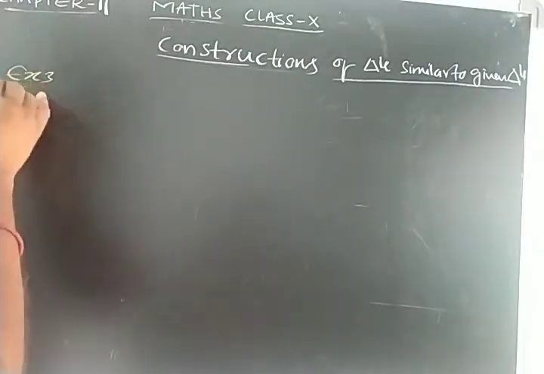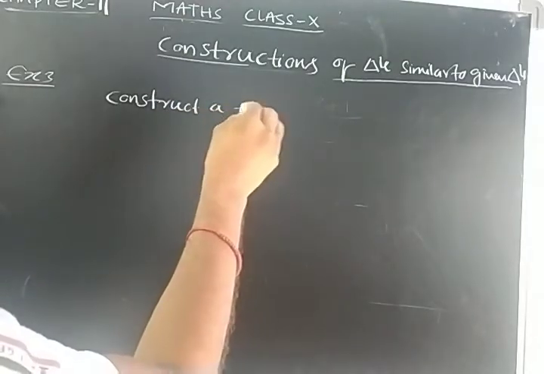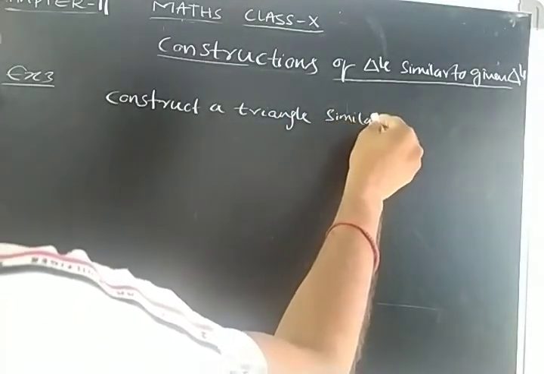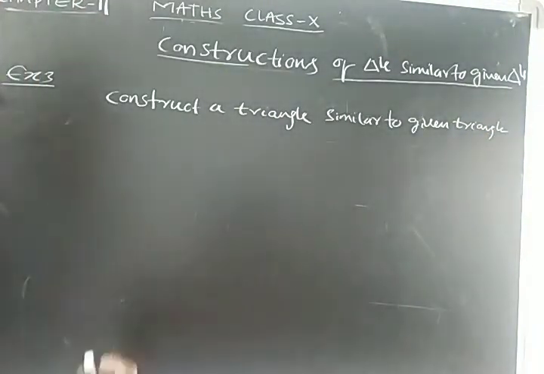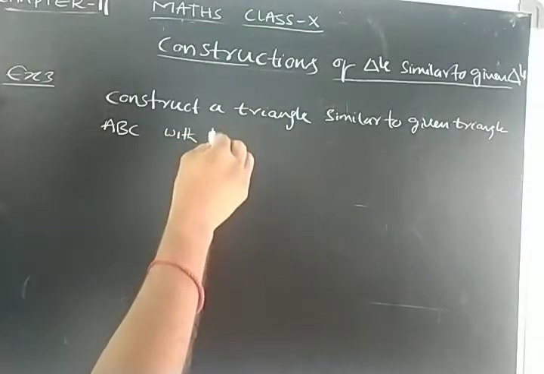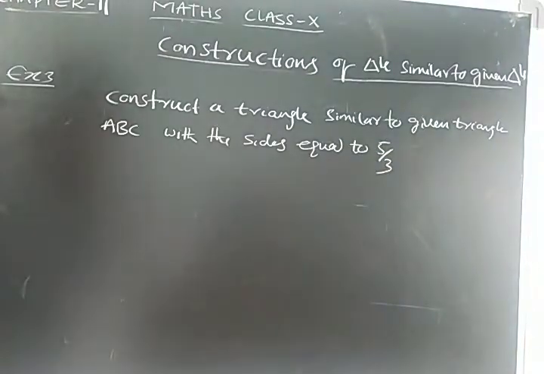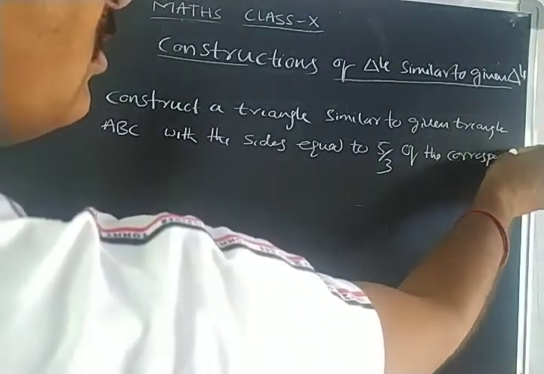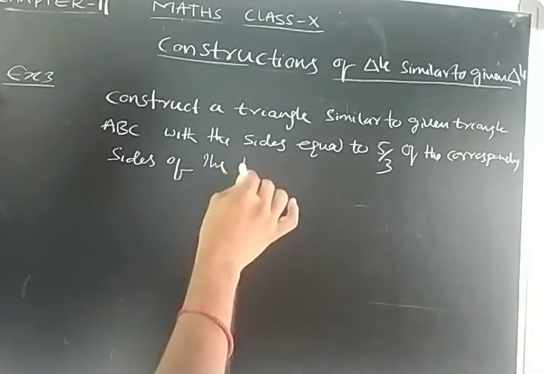Now example 3: construct a triangle similar to the given triangle ABC with the sides equal to 5 by 3 of the corresponding sides of the given triangle ABC.